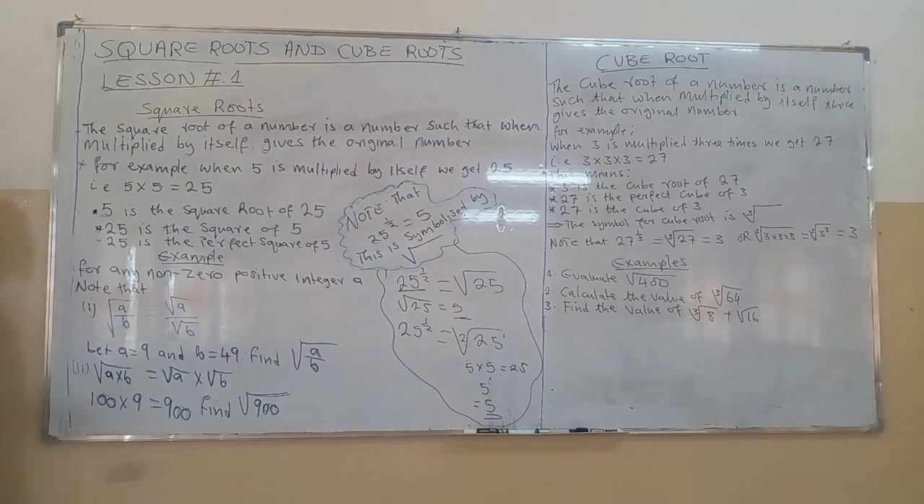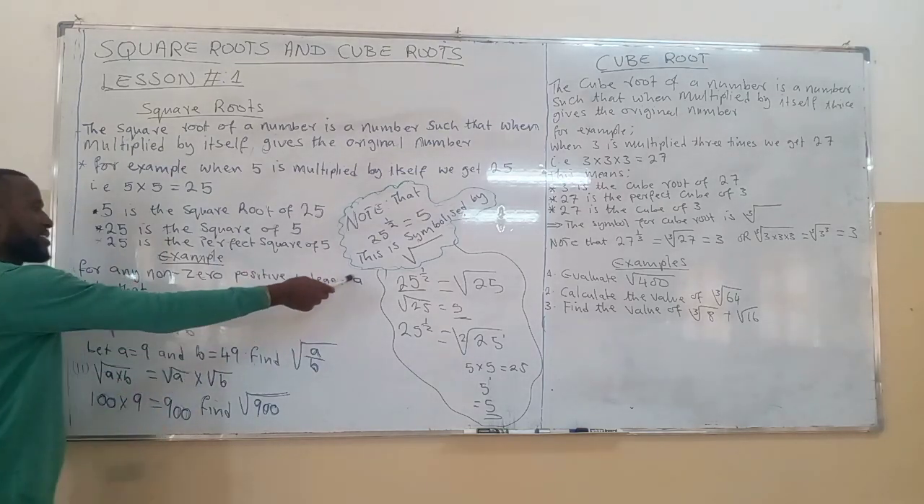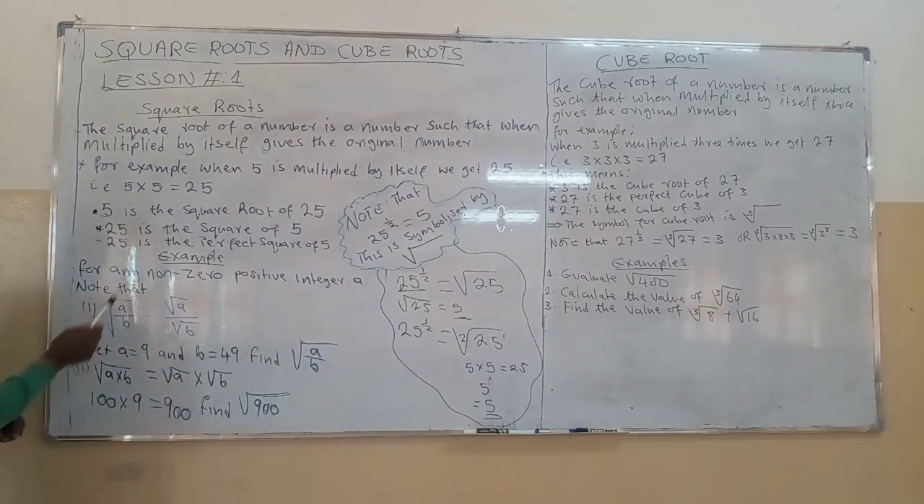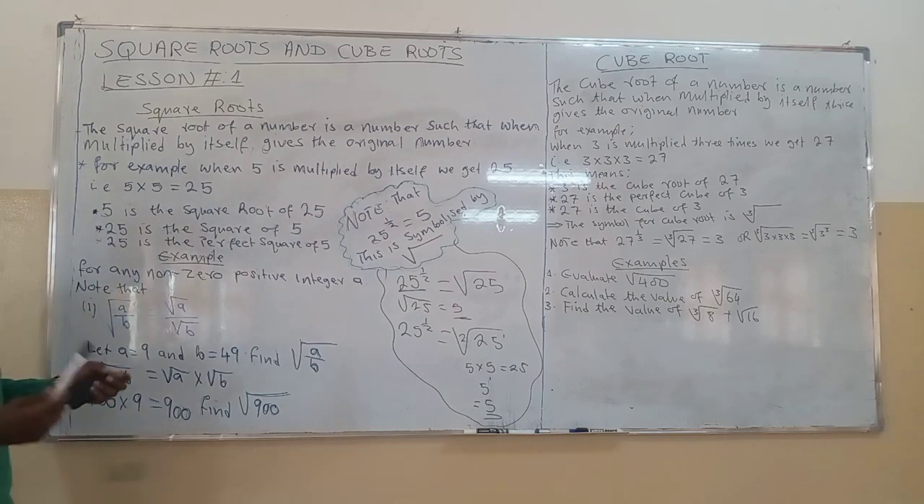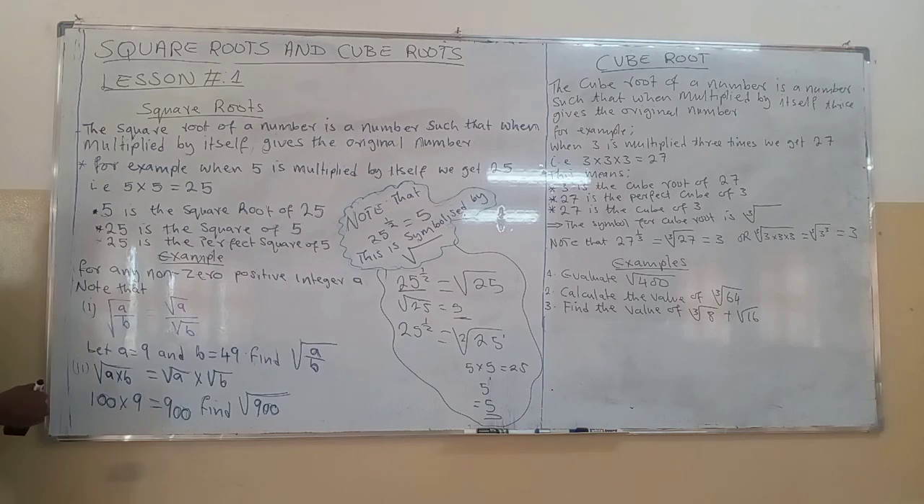Okay, now let us come to the example. For any non-zero positive integer, it can be any number, 5, 6, 7, 8, 10, 12, any positive integer. Note that, don't put a negative. Once it's negative, then everything changes. So here we are simply talking of positive numbers: 1, 2, 3, 4, 5, 6, 7, 8. Those are positive integers. So now we are saying the square root of a over b, remember this is a fraction, where these are positive numbers.